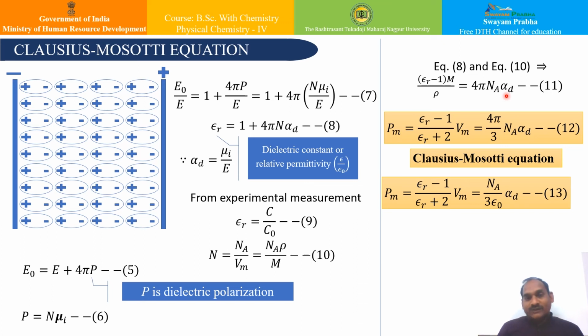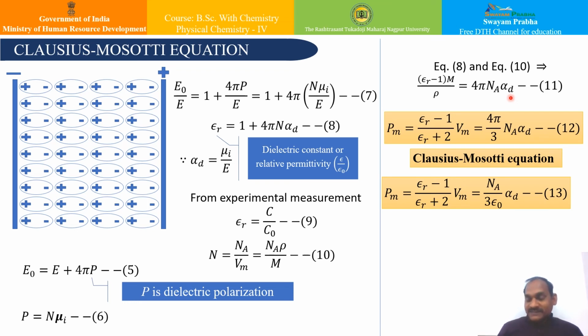Now, since my alpha D is a molecular property and it is independent of the density of the medium, it can be concluded that this quantity, epsilon r minus 1 upon rho, is independent of the density of the medium. And therefore the distortion polarizability is constant for a substance.